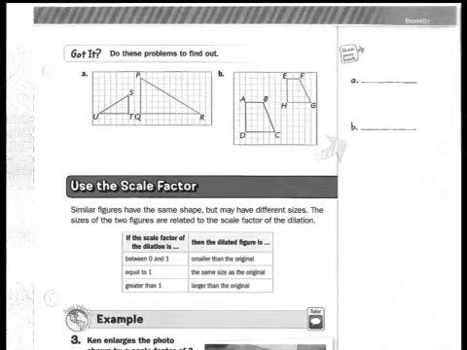So if we look at example A, it looks like I'm going to have to flip the triangle over so that those two triangles are the same direction. So if I flip triangle STU over a vertical line that I've drawn between those two triangles, then S is going to land right here. T is going to land right on top of Q. And then U is going to land here. So there's my new triangle.